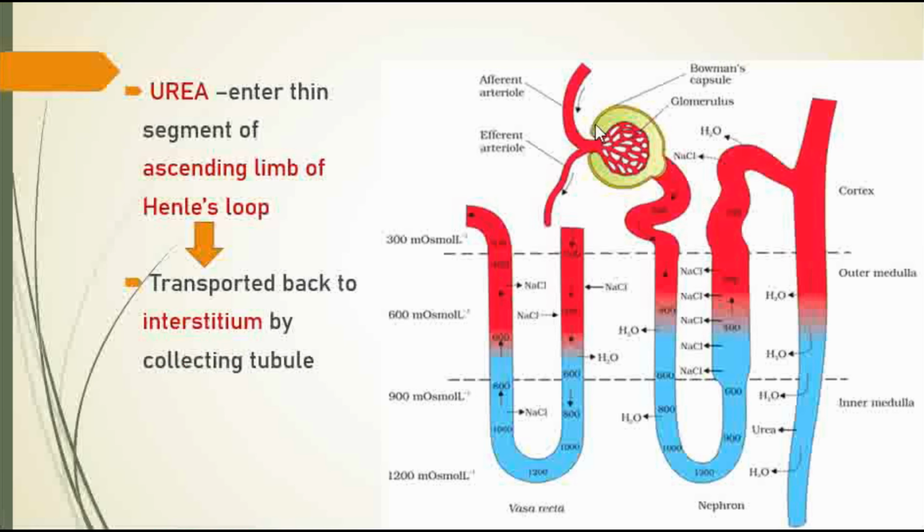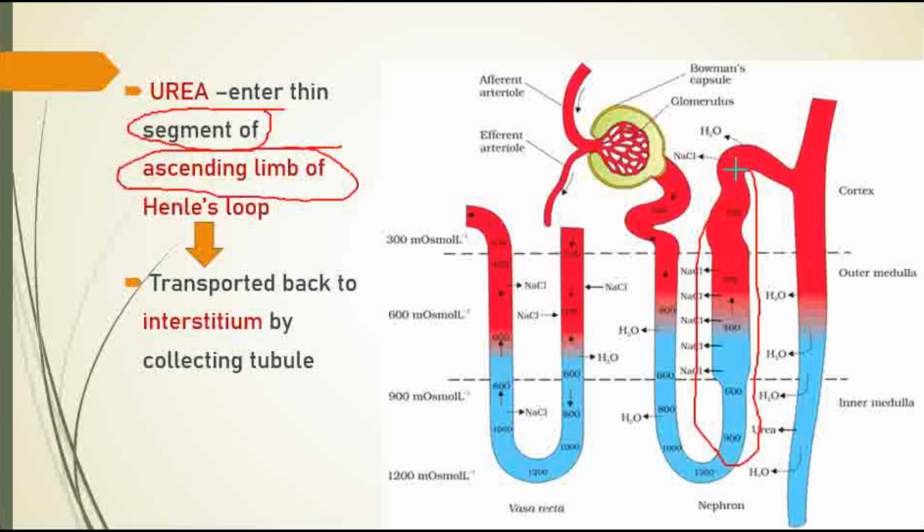Next, what happens to the urea அப்படினு பார்த்தீங்கன்னா, urea enters the thin segment of the ascending limb of the Henle's loop. So urea என்ன பண்ணும், first it enters this ascending limb. கொஞ்சம் urea தான் வந்து enter ஆகுது, a small amount of urea enters here in the ascending limb of the Henle's loop and it is transported back to the interstitium by the collecting tubule. So collecting tubule மூலமா interstitiumக்கு திருப்பி transport ஆயிருதுன்னு சொல்றாங்க யூரியா.